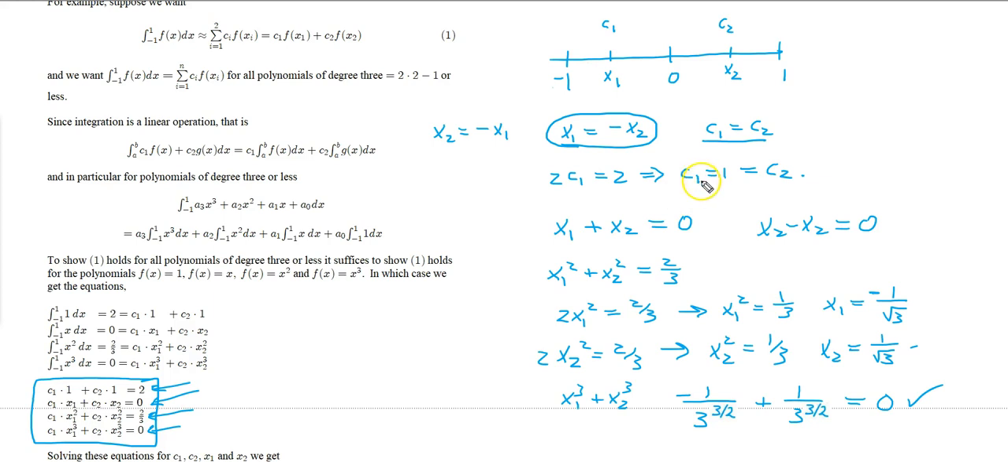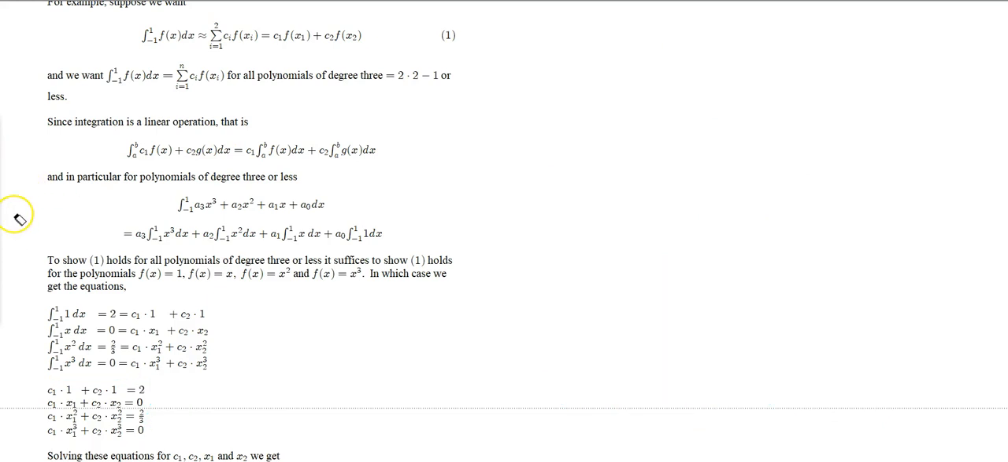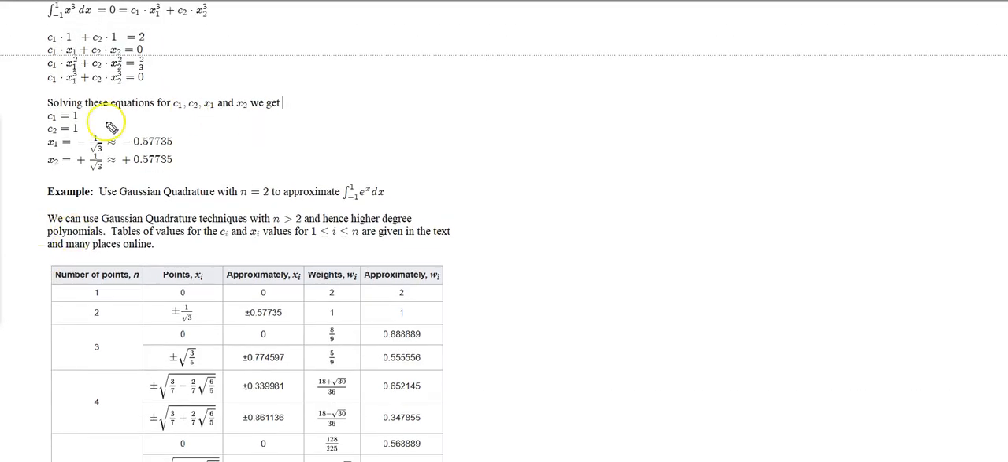We've gotten that c1 and c2 are both 1, x1 is negative 1 over root 3, and x2 is 1 over root 3. And that's summarized down here in these equations. So right here, c1 is 1, c2 is 1, x1 is negative 1 over root 3, x2 is positive 1 over root 3. So by choosing those values, equation 1 will be exact for all polynomials of degree 3 or less.